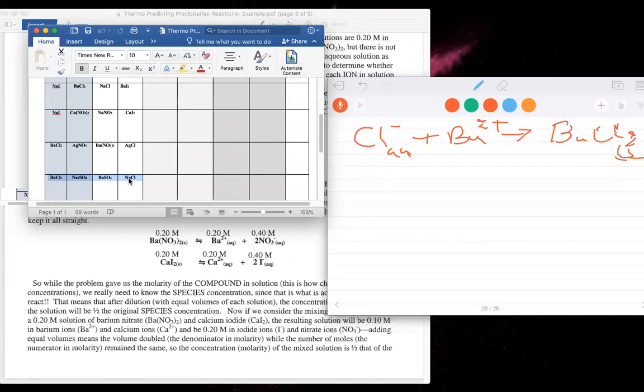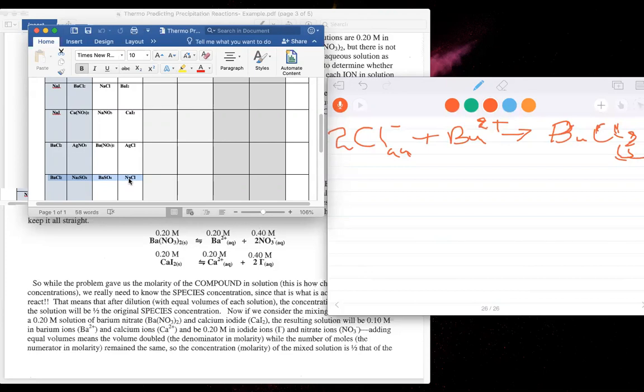Should be balanced. I should balance out barium from barium chloride here. Sorry about that, my stylus is not responding well. My iPad is old. It's a 5th generation.